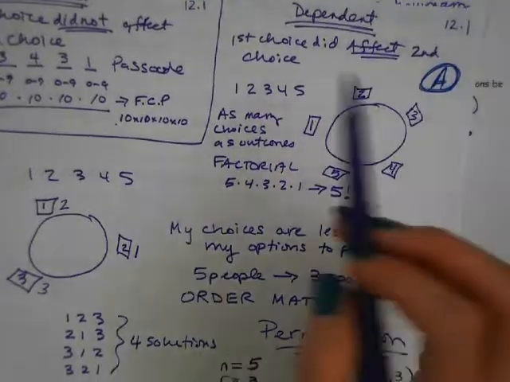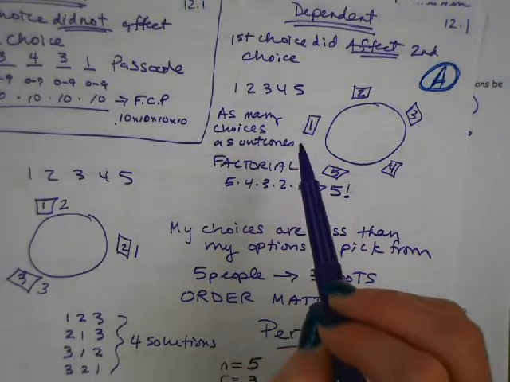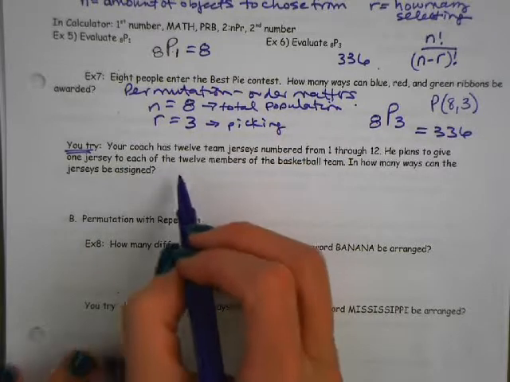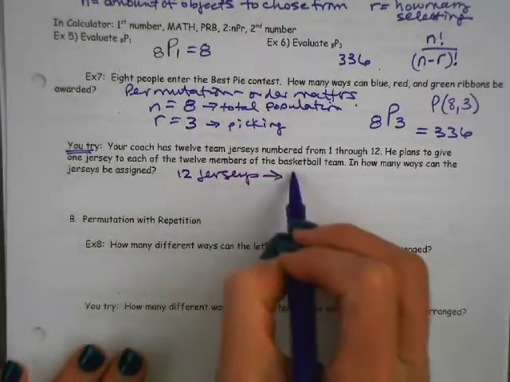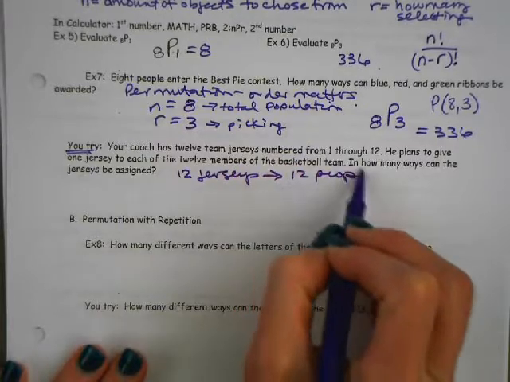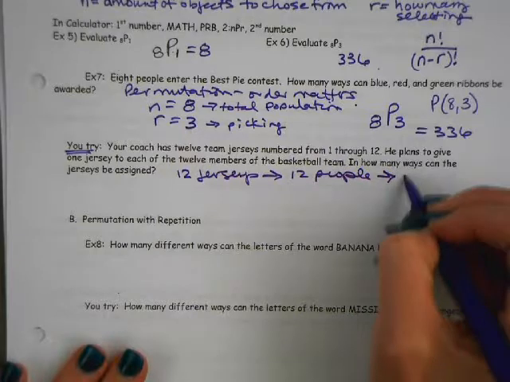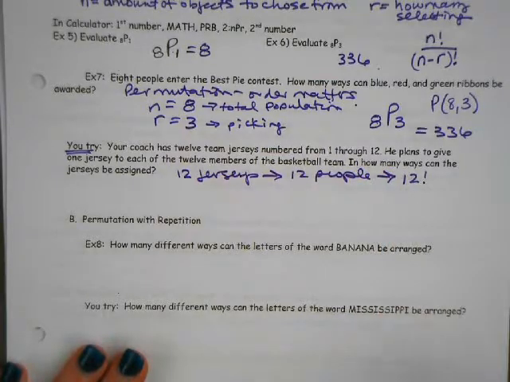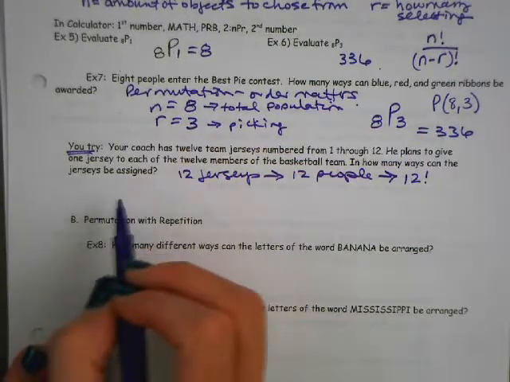Alright? Do I have as many choices as outcomes in this situation? I do. I have 12 jerseys and I have 12 people. So I really could just do what? I could just do my 12 factorial. Right? Because the first person has 12 options, the second person would have 11, etc., etc. Right? I could.